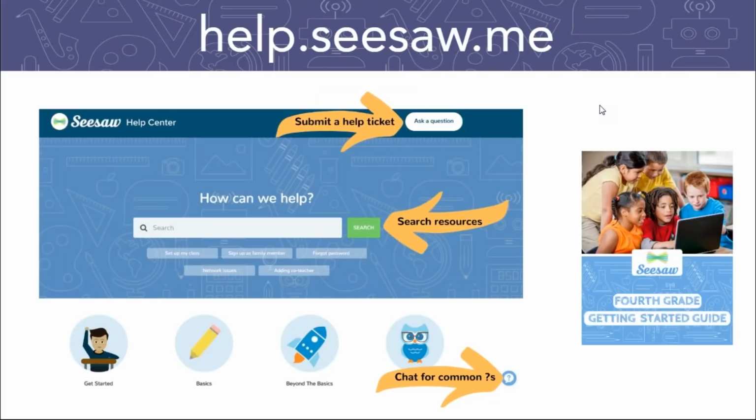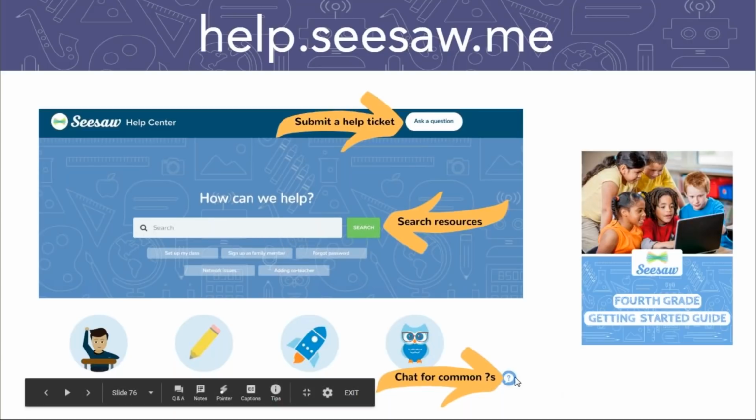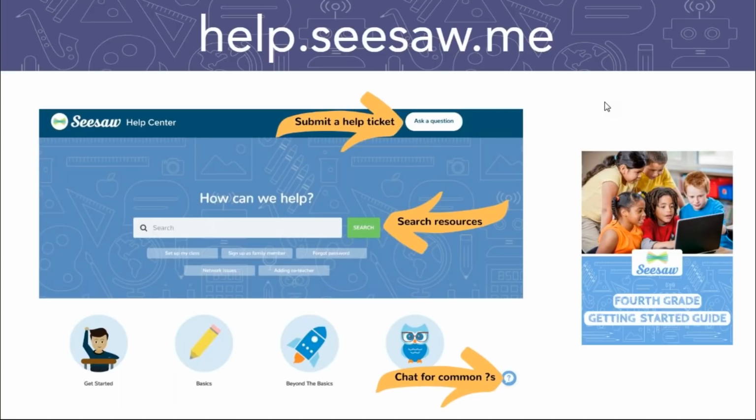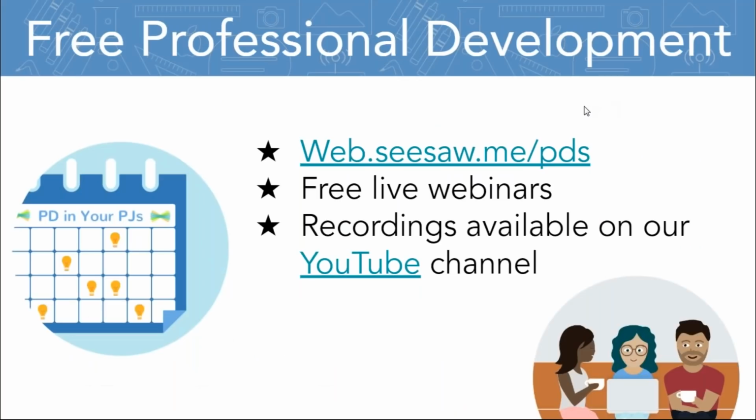If you have help needs, certainly reach out at help.seesaw.me. A help ticket can be submitted, or you can search many resources. I mean, just type in a keyword. Common questions are asked down here, so there's a variety of things. And don't forget about all of the getting started guides that are available for you, so specific to 3rd grade, 4th grade, 5th grade, and that can be really tailored to what you need.